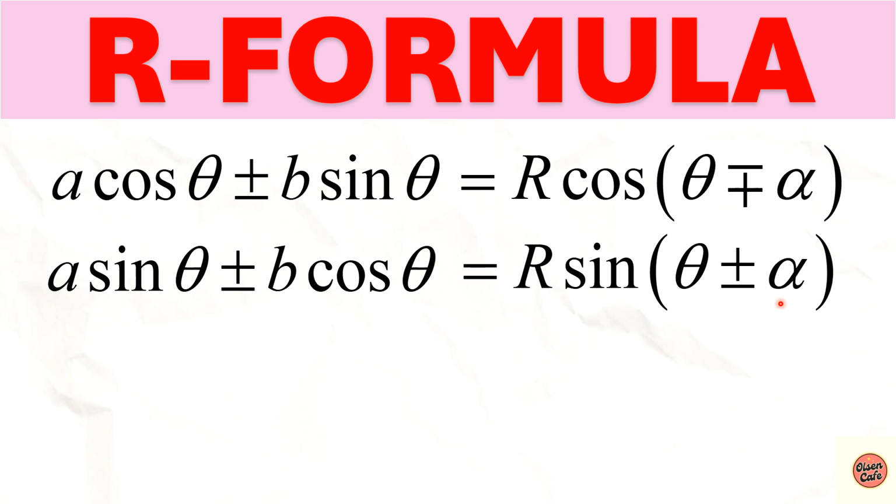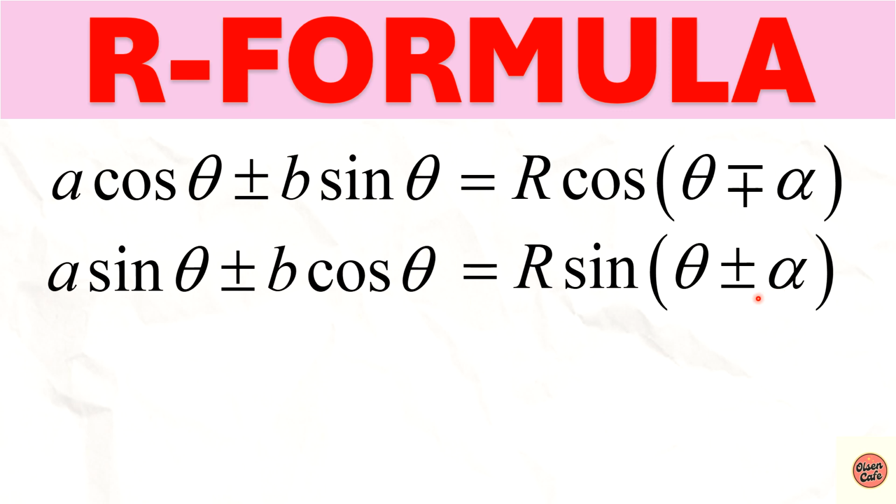So the question is, how do we know which one to use? Do I use R cosine theta or R sine theta? In many questions, they will actually give you the form. If not, you can take reference from the first function of the given expression. If the first function in the given expression is cosine, then you express it into the cosine form. If the first function is sine theta, then you express it into R sine (theta plus alpha). And for the sign here, you just follow the addition formula.